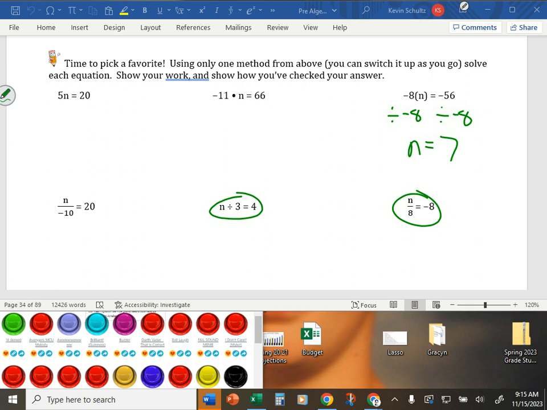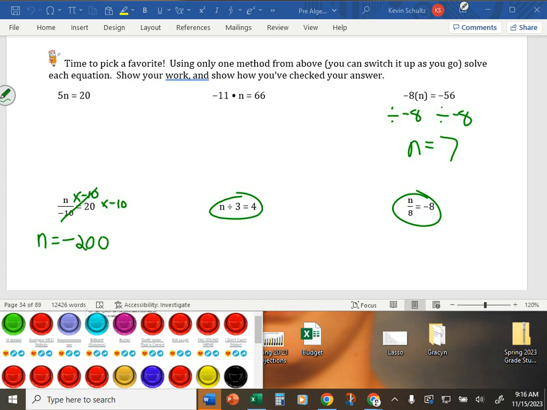Enzo? The fourth one. The n divided by negative 10. Okay? So what operation is that fraction bar? Division. Right? So the opposite of division is multiplication. What are we going to be multiplying by? Negative 10. Now, if you keep it in this vertical form, maybe you write your negative 10 up above like this to cancel them out here. And then 20 times negative 10 is a negative 200.